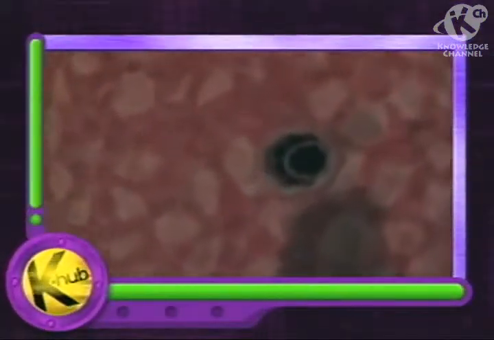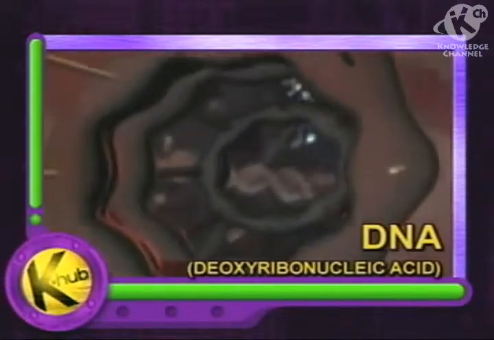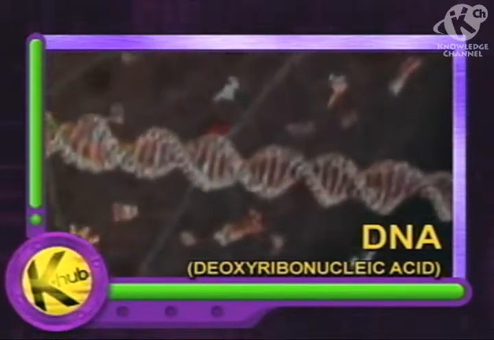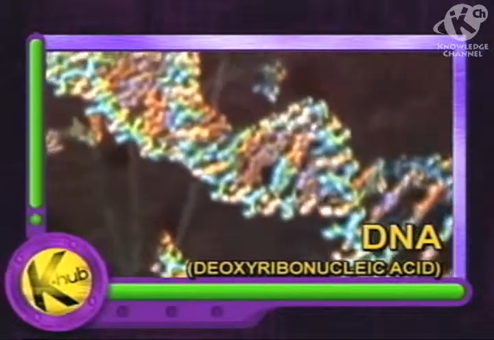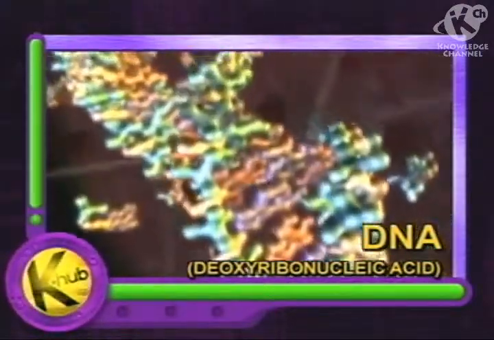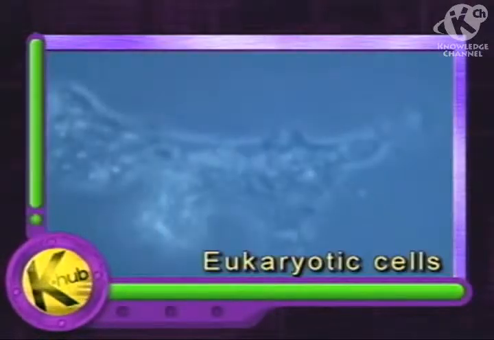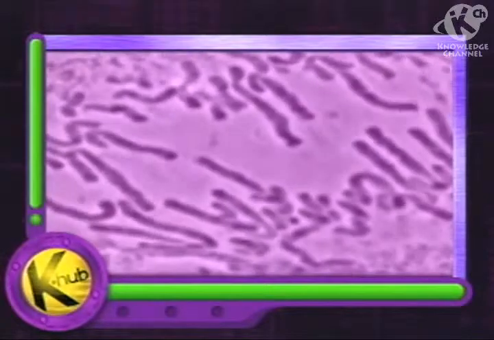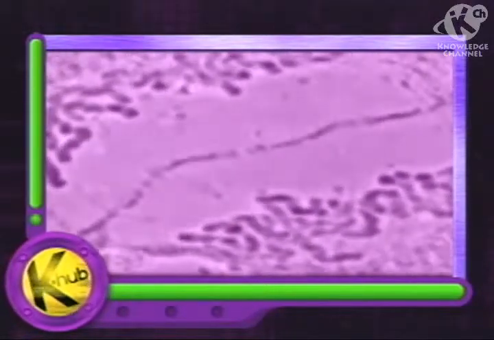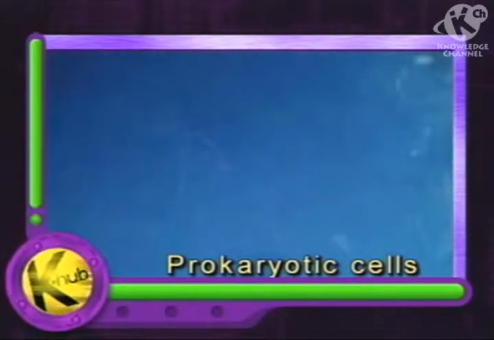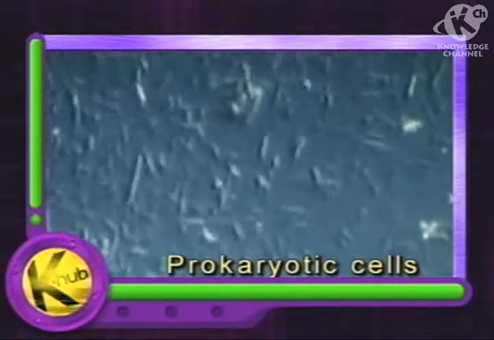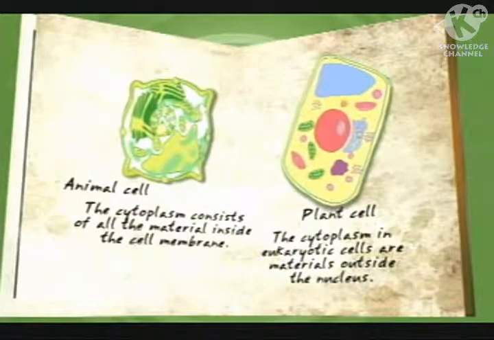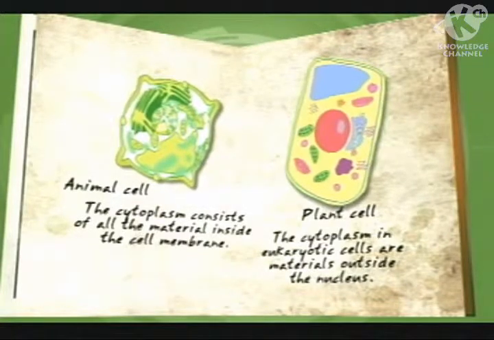In all living organisms, the genetic material is the deoxyribonucleic acid, or the DNA. The DNA contains the cell's hereditary blueprint, in which are stored the instructions for making all other parts of the cell and for producing new daughter cells. In eukaryotic cells, the DNA is contained in a separate membrane-bound structure called the nucleus. In prokaryotic cells, it is found in an area called the nucleoid and is not separated by membranes from the rest of the cytoplasm.